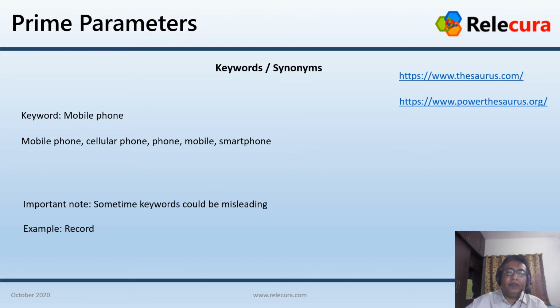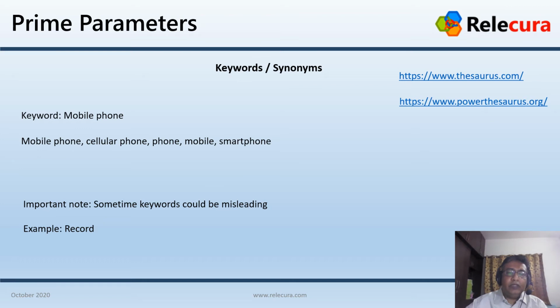The second purpose of keywords or synonyms is that many people, when they are drafting the patent documents, will be referring to the same invention in different ways or using different synonyms. For example, you can see here keyword mobile phone can be used as cellular phone, can be used as phone, can be used as mobile or smartphone.